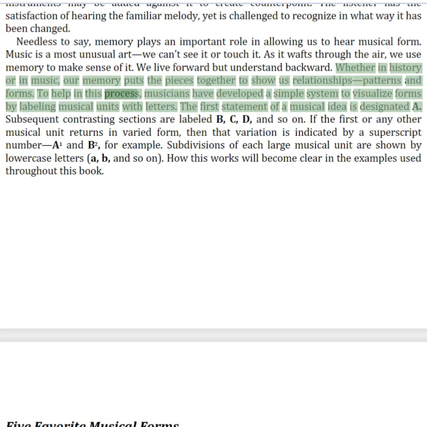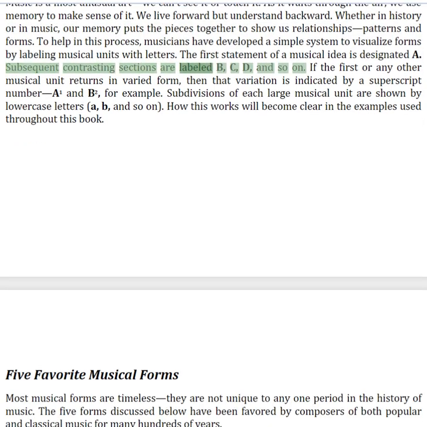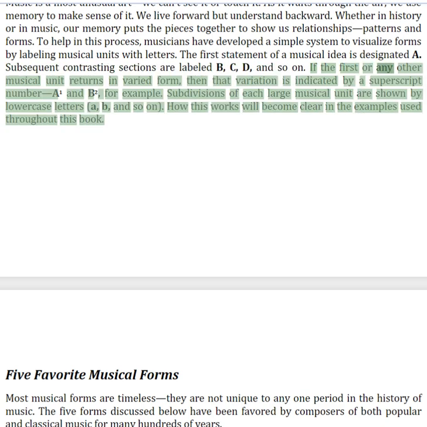To help in this process, musicians have developed a simple system to visualize forms by labeling musical units with letters. The first statement of a musical idea is designated A. Subsequent contrasting sections are labeled B, C, D, and so on. If the first or any other musical unit returns in varied form, then that variation is indicated by a superscript number, A¹ and B², for example. Subdivisions of each large musical unit are shown by lowercase letters. How this works will become clear in the examples used throughout this book.